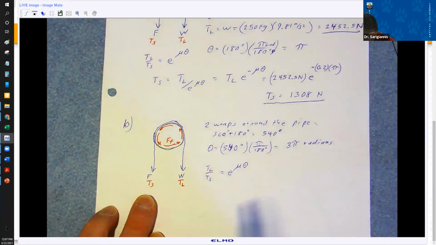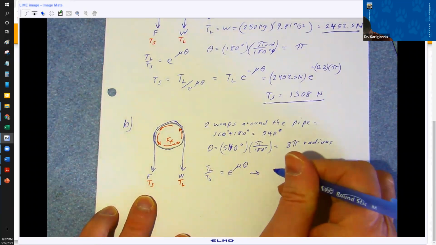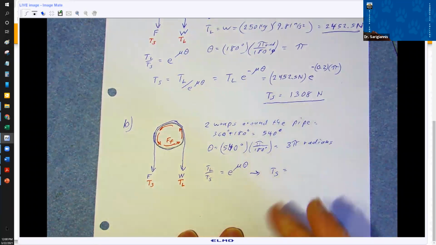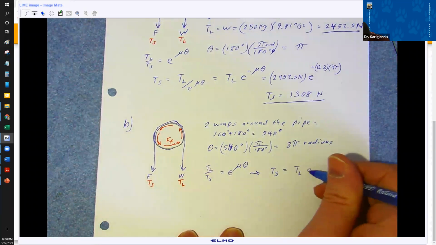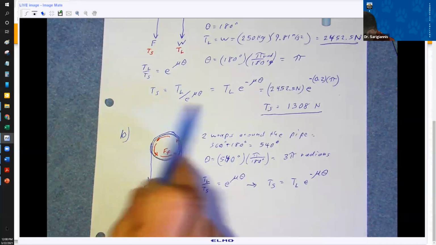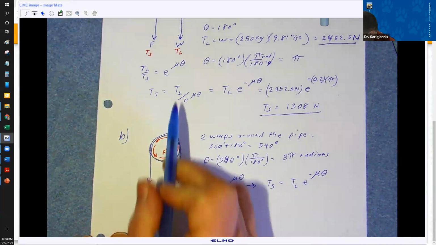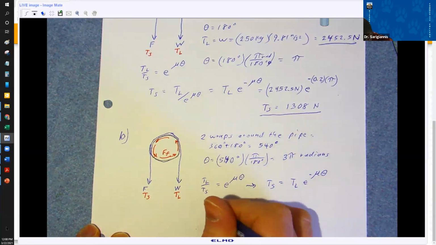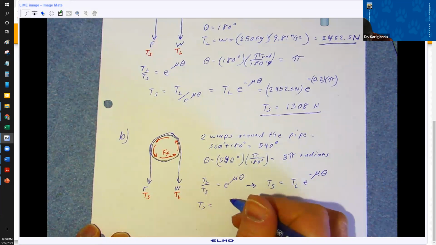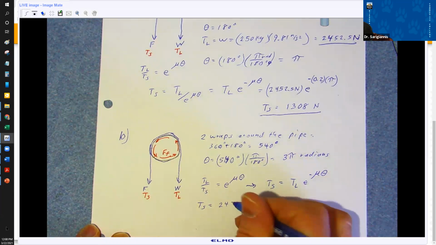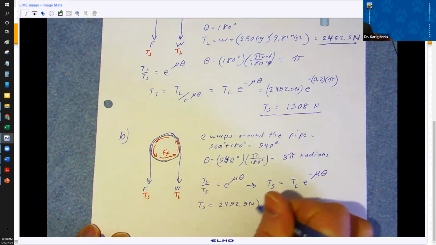So let's see, we're going to rearrange this equation just like we did above, and we're going to find that TS is equal to TL, oh, I already did the math up there, e to the negative mu theta. That's how we do the same thing up here. I just skipped the intermediate step here. And this is going to be equal to, what do we got for TL? We've got 2452.5 newtons, right? The load hasn't changed.